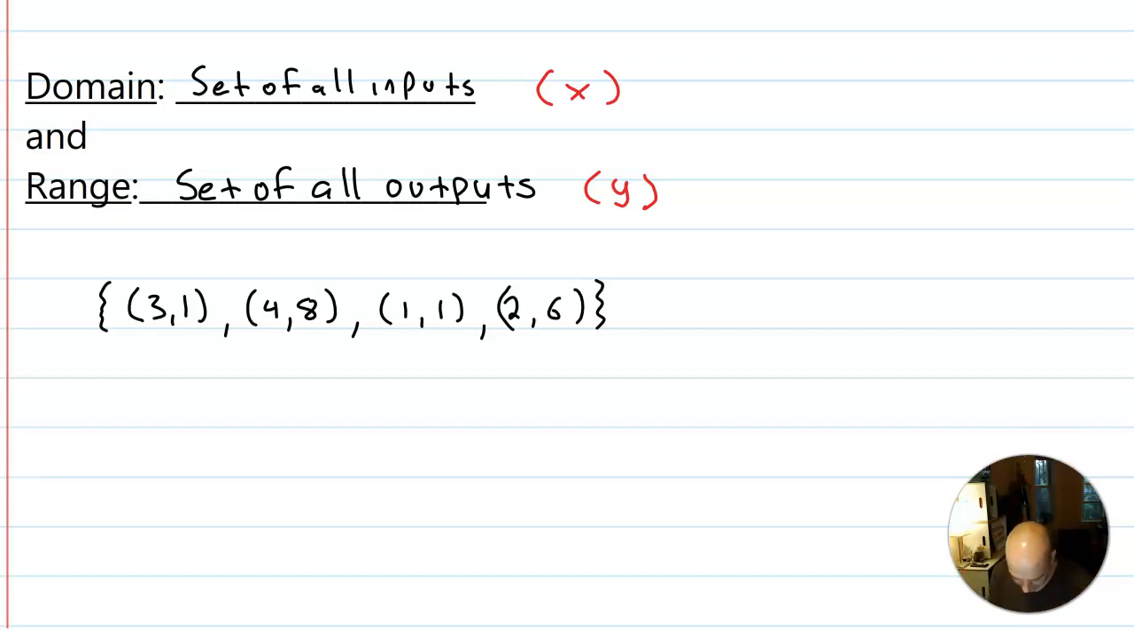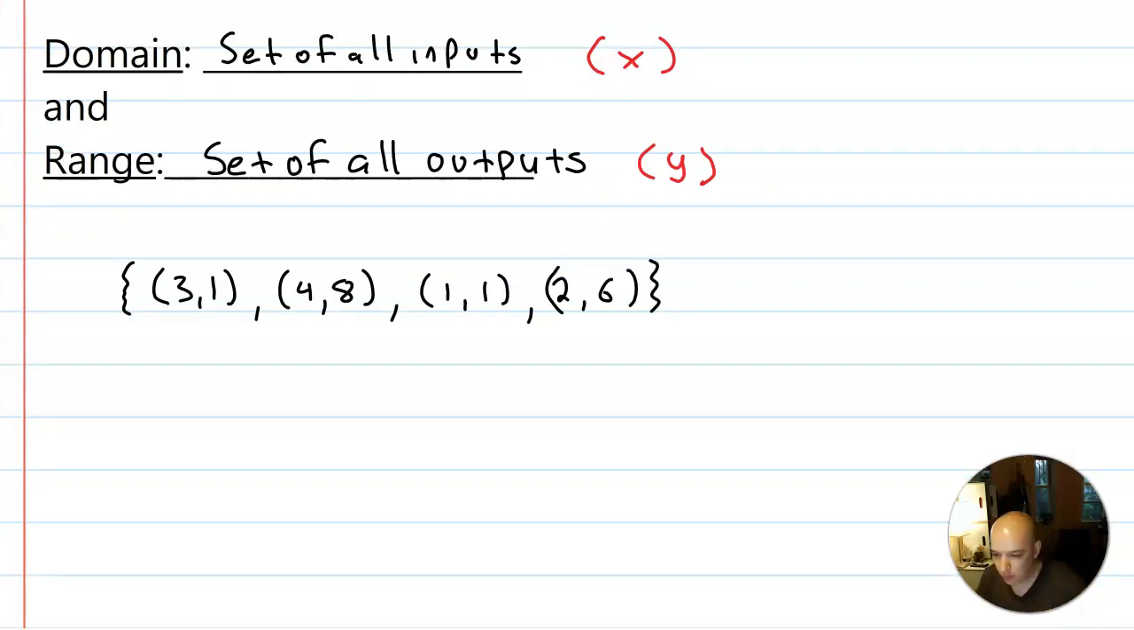Let's look at this relation right here, which has just been defined in terms of ordered pairs. So again, when we look at a relation that's in brackets that's defined in terms of ordered pairs, these are the ins, and these are the outs. The second term is the outs.